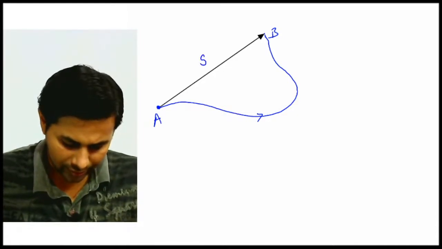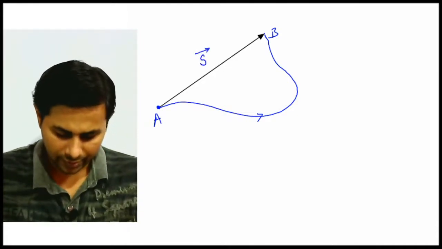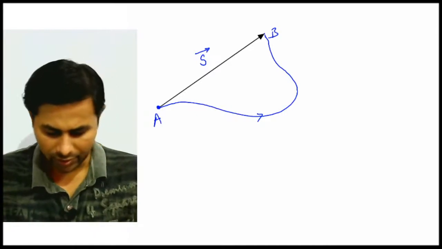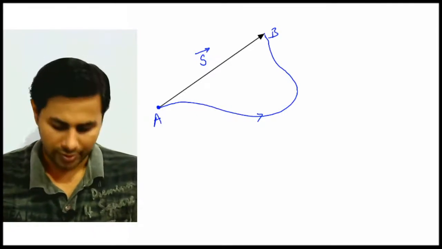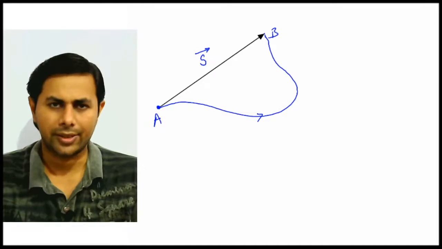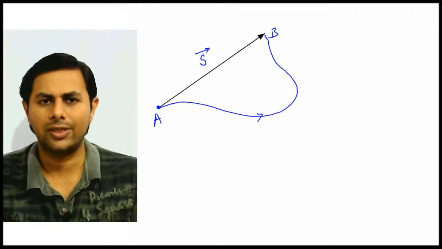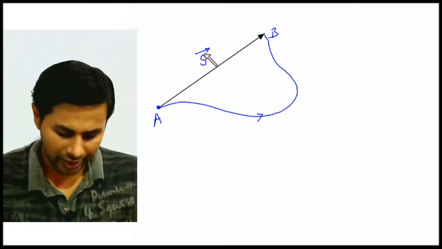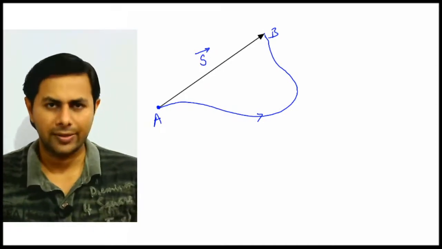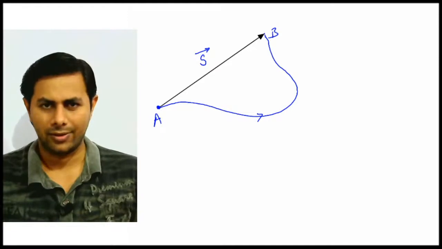So suppose this is S bar. So to represent vectors, we may use some letter. Because it's a displacement vector, we are using letter S, and we are drawing this arrow on top of S to show that it's a vector.